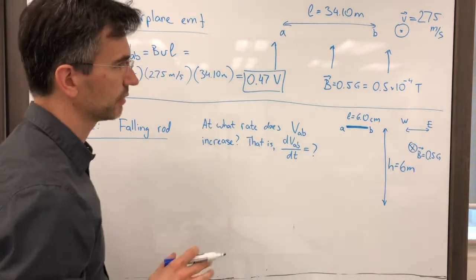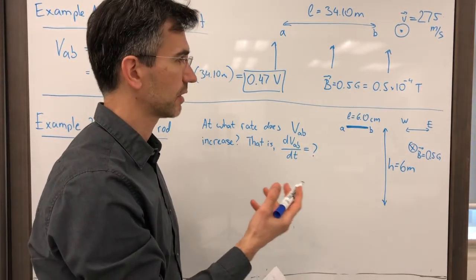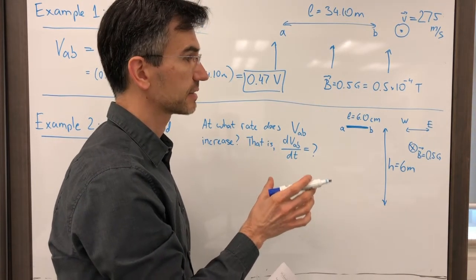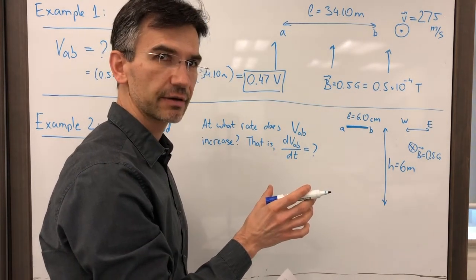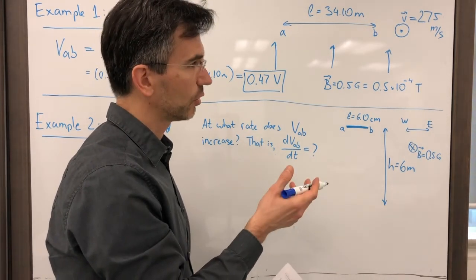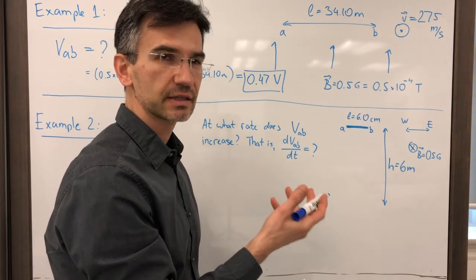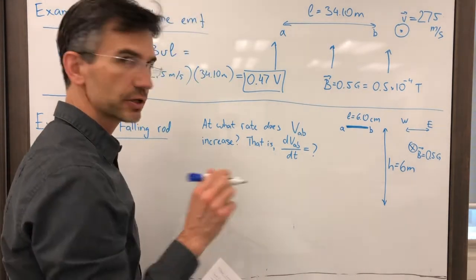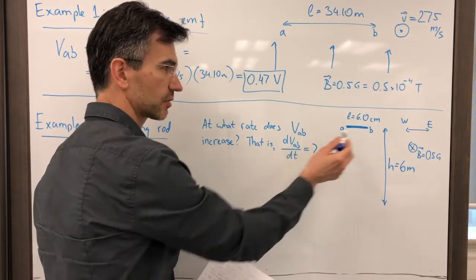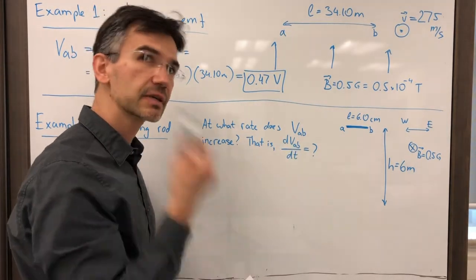So the question now is, we know again an EMF is going to develop across this rod, but because now the rod is accelerating in Earth's gravitational field, it's not moving at a constant velocity. We now know that the magnitude of this EMF is going to change as the velocity increases. So the question is, what is the rate at which the EMF across the rod, V_AB, increases? So what is the derivative of V_AB with time?